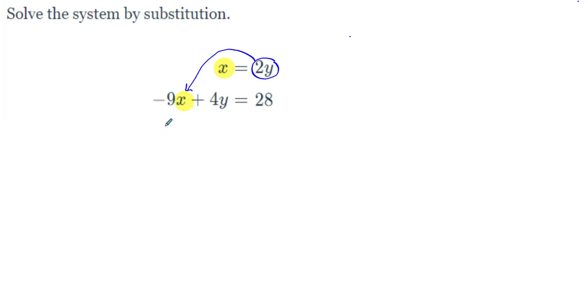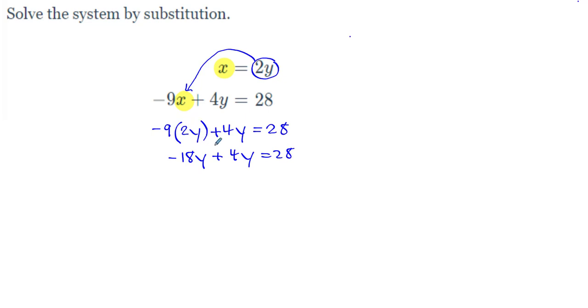Now you'll find out why these are level 2, because we're going to have to distribute. We've got -9 parentheses. Now in for x, since these x's are being replaced with 2y, make sure you leave enough room to put 2y inside the parentheses, plus 4y is equal to 28. You'll have to distribute the -9 through the parentheses. That's going to give us -18y plus 4y is equal to 28.